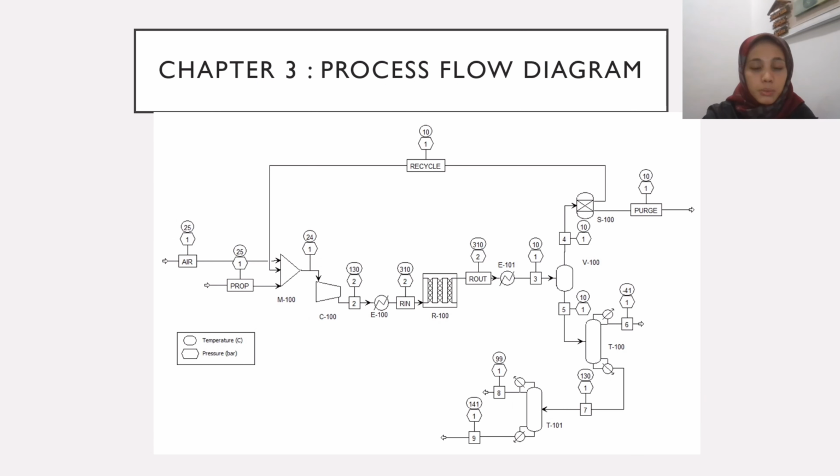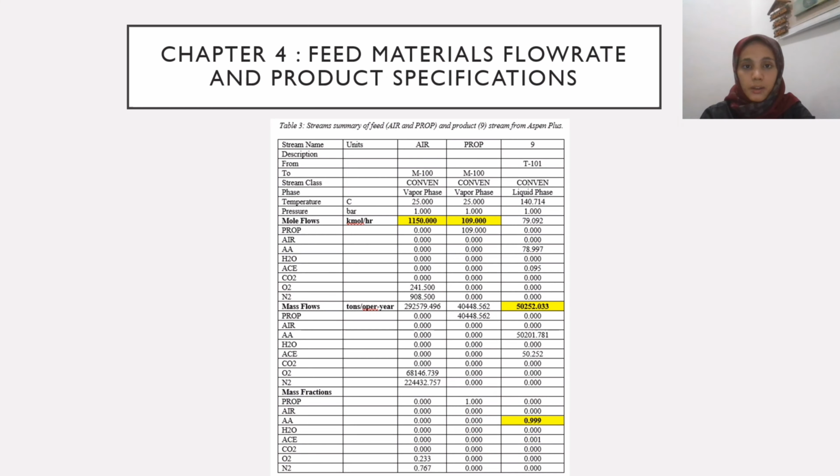Chapter 3 is the process flow diagram. There are two feeds which include air and propylene. Then they mix in mixer 1, then go to compressor, heater, reactor, heat exchanger, flash column, splitter, distillation column, another distillation column, and also vessel. This is the overall process flow diagram for our project.